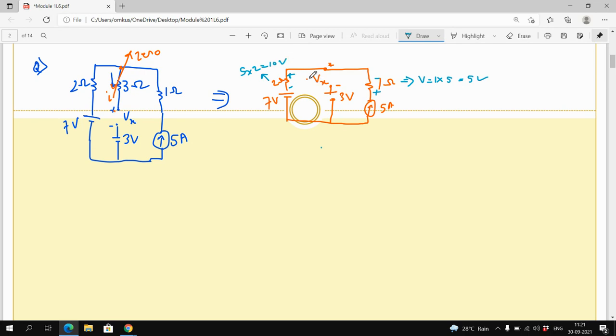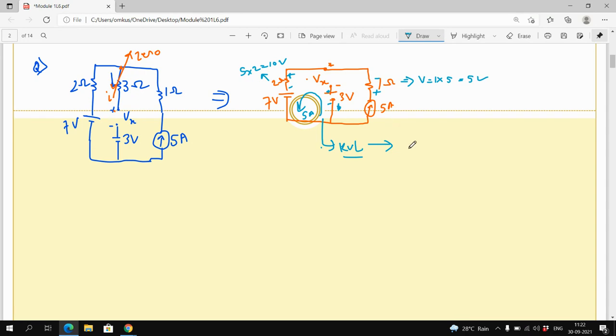So apply KVL in this loop. This is the direction of current, that is 5 ampere, but current is not flowing in this loop, right? Because this is open circuited. But in KVL we are dealing with voltage, right? So apply voltage. This is the positive terminal of this, this is the negative terminal of this 3 volt, and this is positive. And for Vx, this is negative, this is positive.